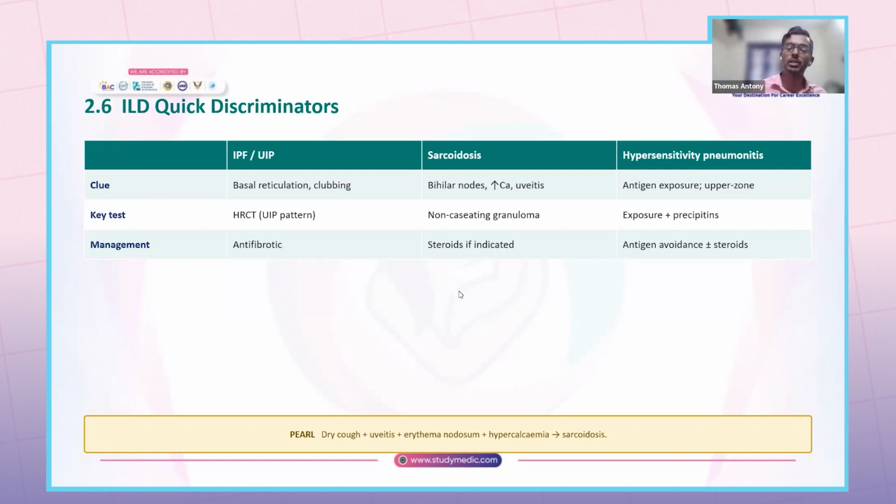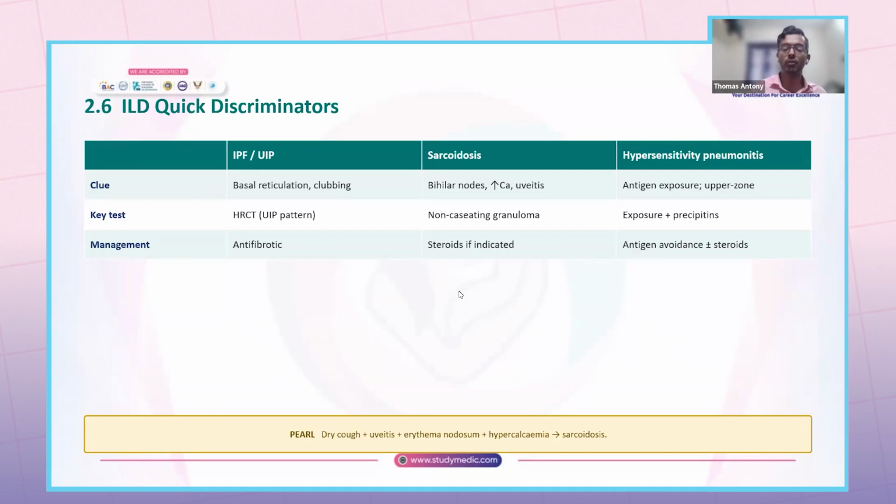In hypersensitivity pneumonitis, you need identification of the exposure, then the precipitins in blood tests. Management in IPF, we have discussed before, is antifibrotics. In sarcoidosis, we have steroids if clinically indicated. In hypersensitivity pneumonitis, the main thing is antigen avoidance, and giving steroids where indicated.